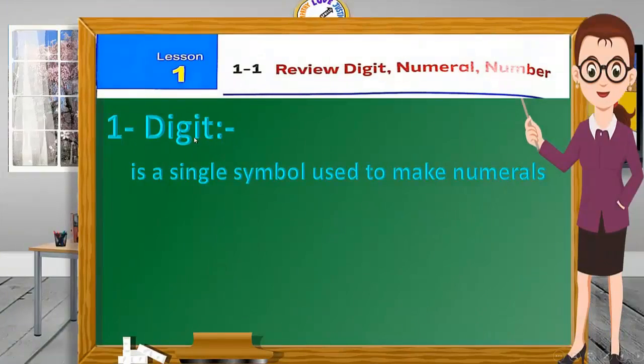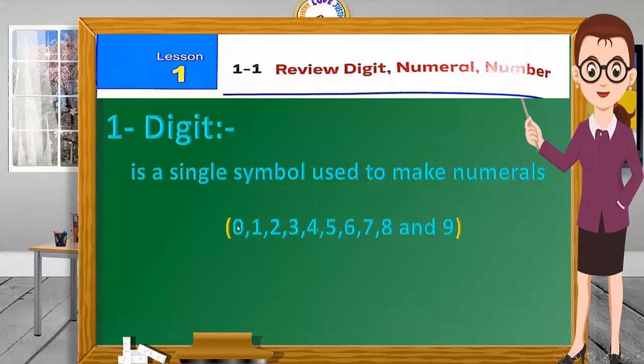Digit. The word digit is not a new word. You took it in previous years in grade 2 and grade 3. Digit means a single symbol or a single number used to make a numeral. If you want to make any numeral, you should use single symbols or single numbers. We have 10 single numbers, or 10 digits, starting with 0 and ending with 9.